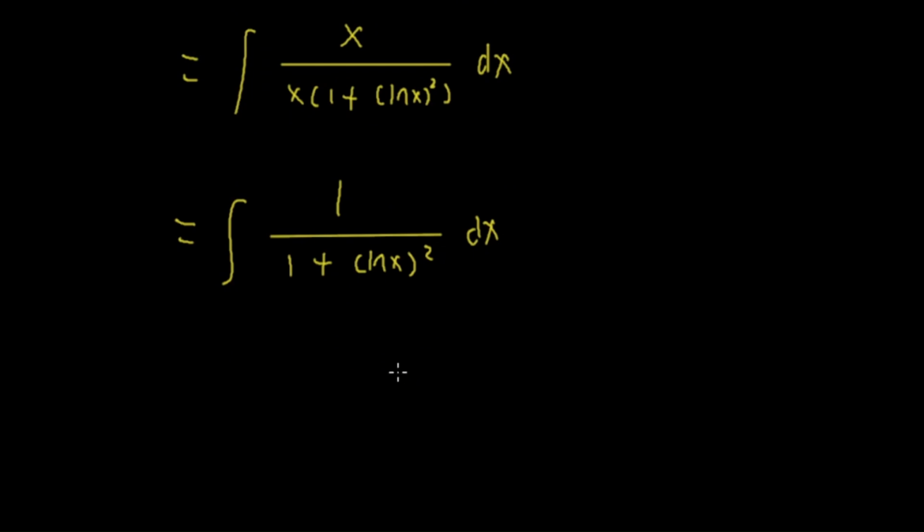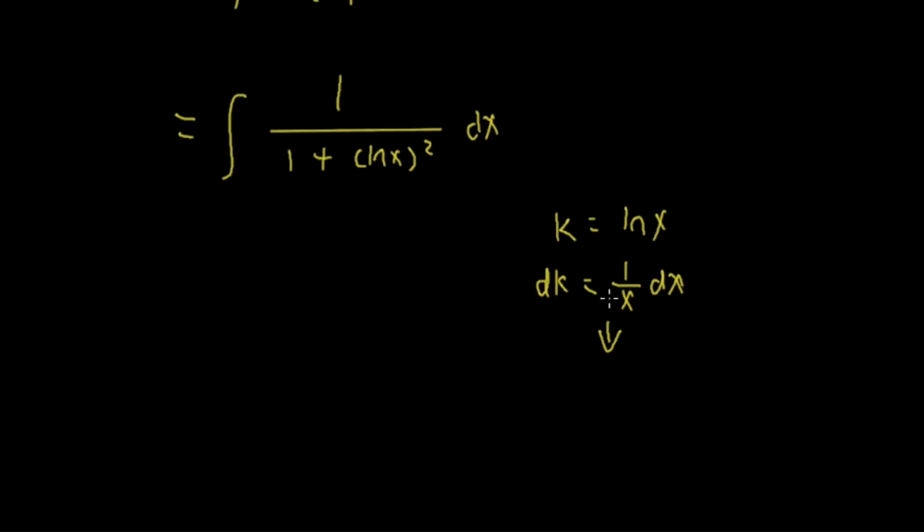I think I will use some substitution method first. Okay, so I will let k equal ln of x, and dk is equal to 1 over x dx. Now, what would that give me? Multiply x to both sides. I have dx equals x times dk. Okay?